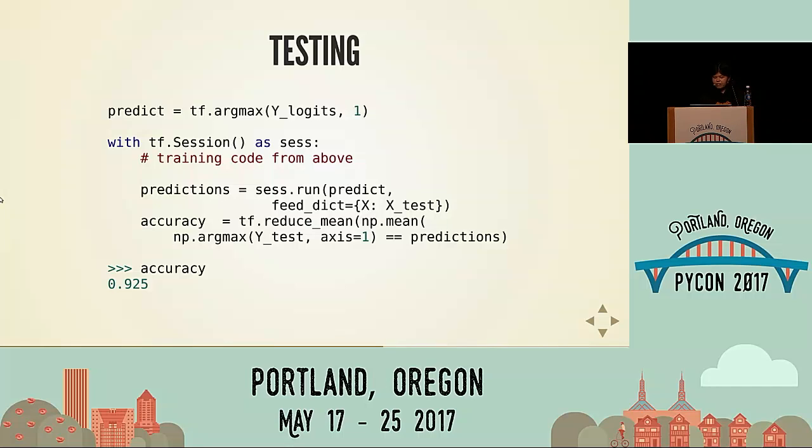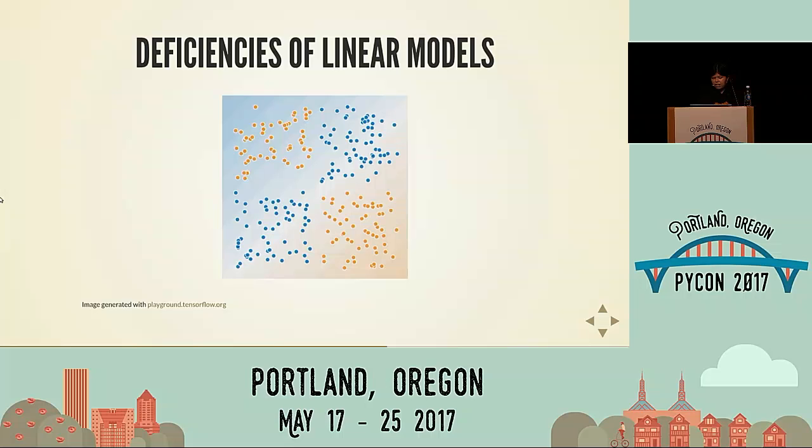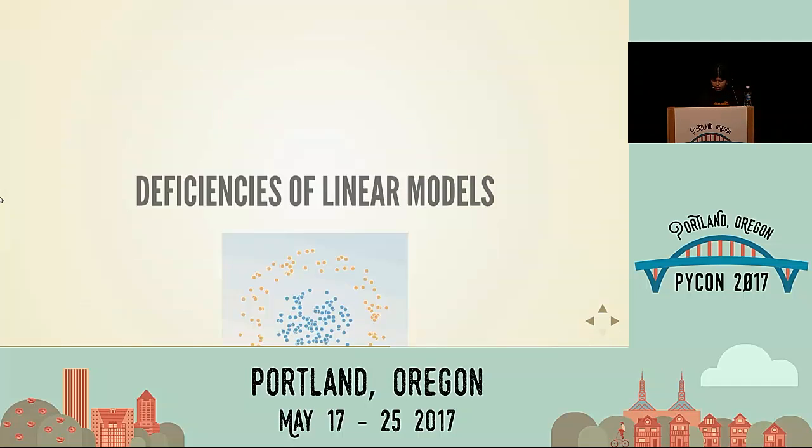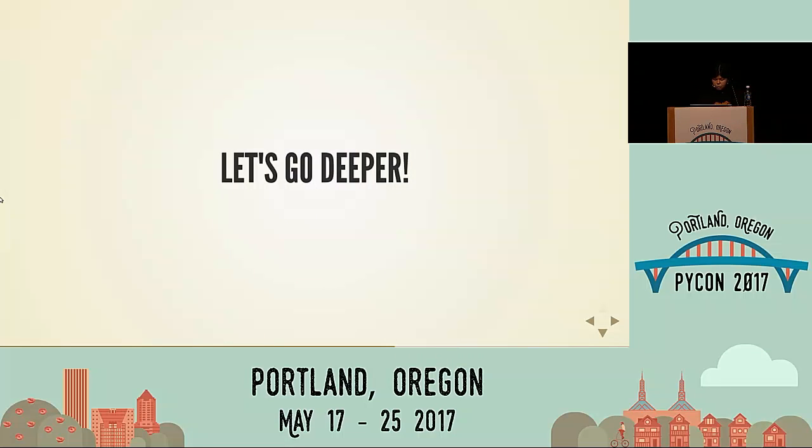This may sound pretty good, but it turns out that 92.5% for MNIST is pretty bad. The state of the art on this task is upwards of 99%. And one reason for this is that we're using a linear model, and linear models are pretty weak. So here's something that we can't classify using a linear model. When all you can do is draw a straight line, you can't approximate a function like exclusive OR. And you can't do something like concentric circles either. So what can we do? Well, I've heard that there's this magic thing called deep learning. So we're going to try to go deeper and see whether we get a good result.